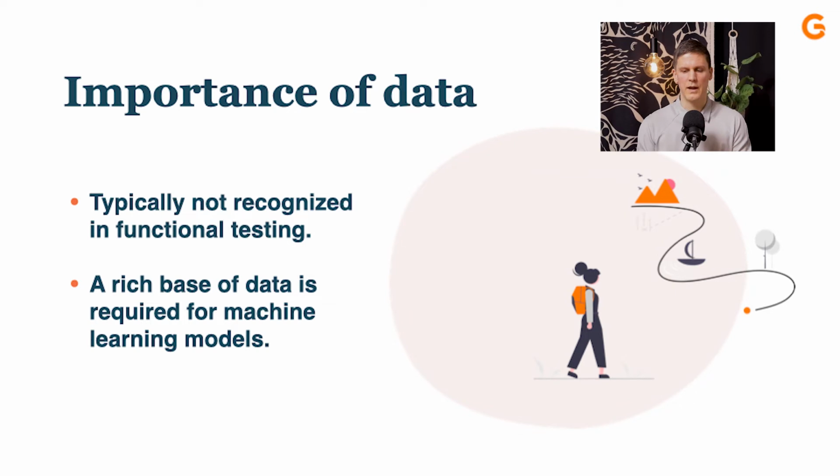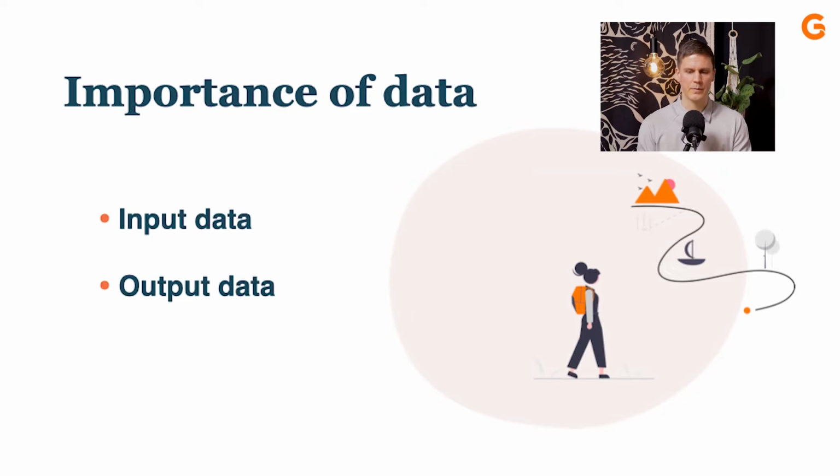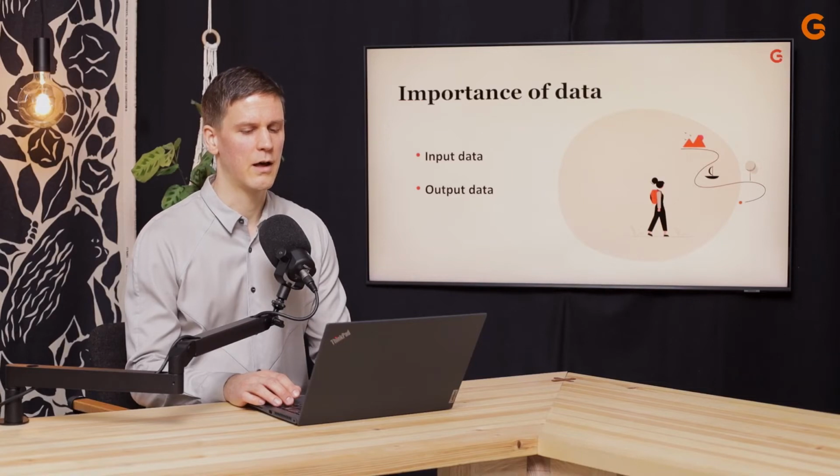So what kinds of data would we need? On a high level, we can make the distinction between input and output data. Here, inputs refer to different kinds of information that are used to run the tests, whereas outputs refer to the results of the tests as well as information generated during testing. Next, we will go through these in more detail.